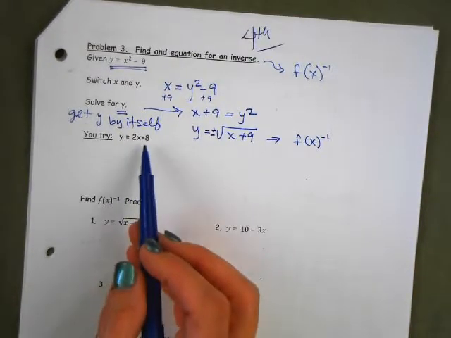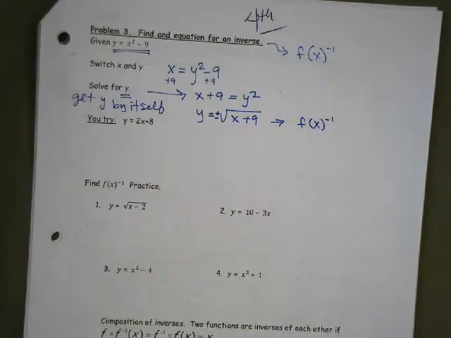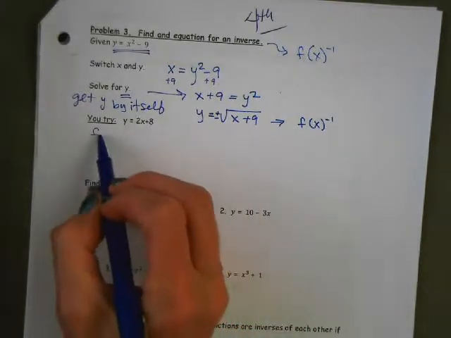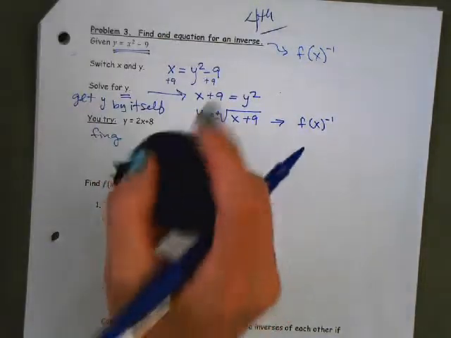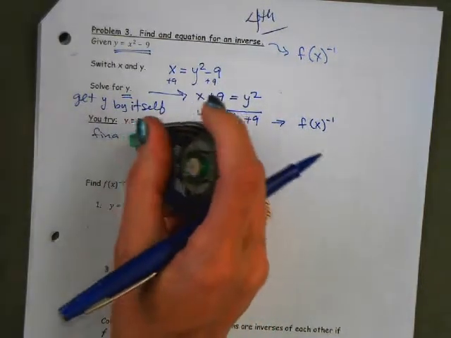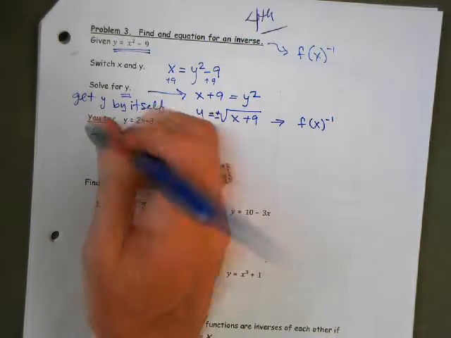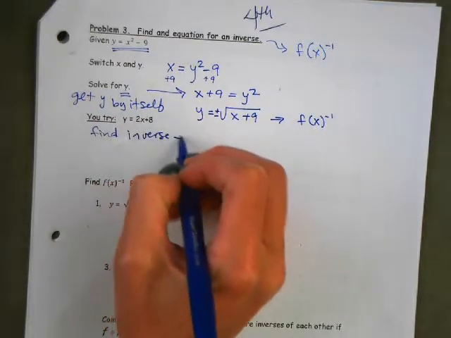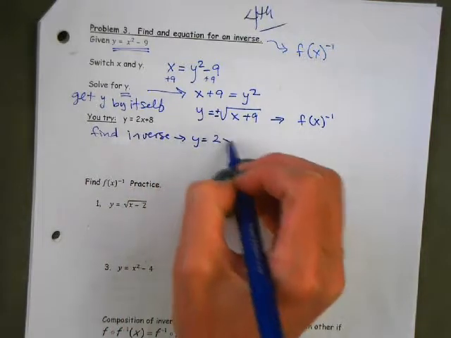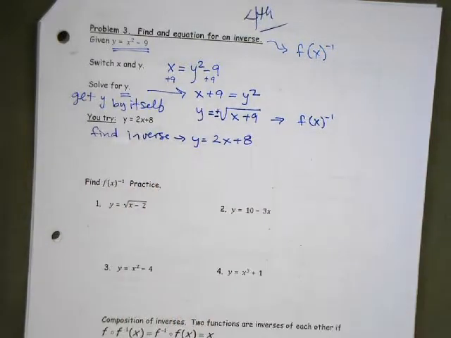We have y equals 2x plus 8. I want you guys to try to find the inverse. Sometimes you'll actually see it too where it says y to the negative 1. Sometimes you'll see that too. So let's find, on this one, the inverse of y equals 2x plus 8. Okay? Go ahead and give it a shot.